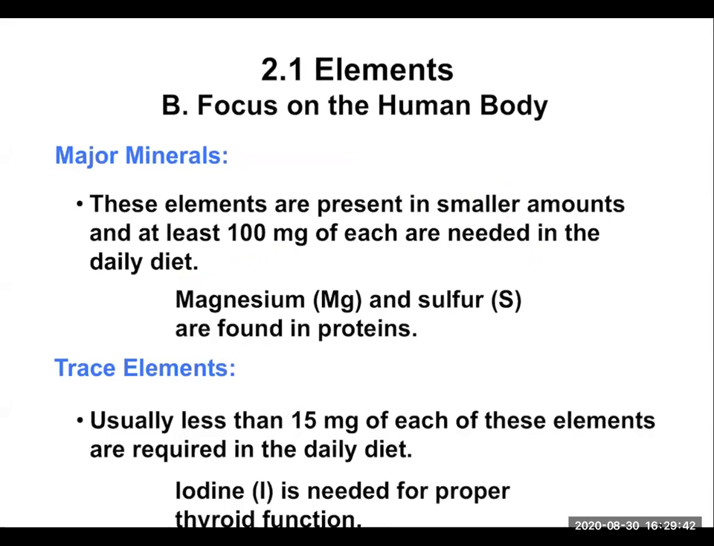Okay. We also have major minerals. These are elements that are present in smaller amounts. At least 100 milligrams of each is needed in your diet, such as magnesium and sulfur. The reason why you need them is because they are found in your proteins, so it's very important for you to have them. We also have trace elements, which means less than 50 milligrams, such as iodine, which is needed for your thyroid to function correctly.